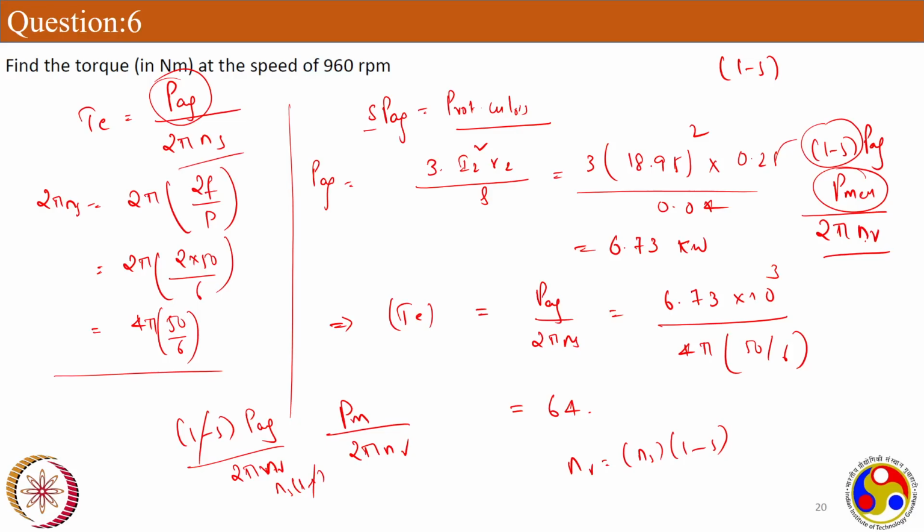If they give friction and windage and the shaft torque, then it's different. If there is friction and windage also, you have to calculate the mechanical power. If you take P mechanical by 2 pi NR and air gap power by 2 pi Ns, it will be the same answer. So now we are calculating the torque at the speed of 960 rpm. If you substitute it, you will get around 64.2 Newton meter.